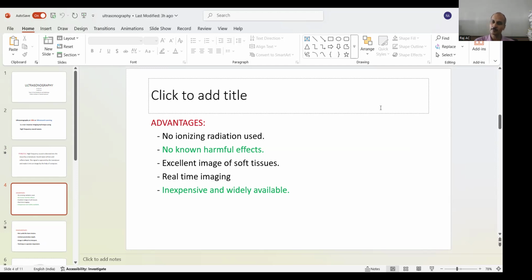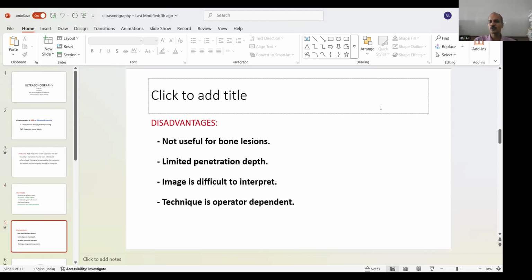Real-time imaging: the moment you scan, at the same time you can see on the computer monitor what is happening. Inexpensive and widely available. Everywhere it is available, every center it is present.